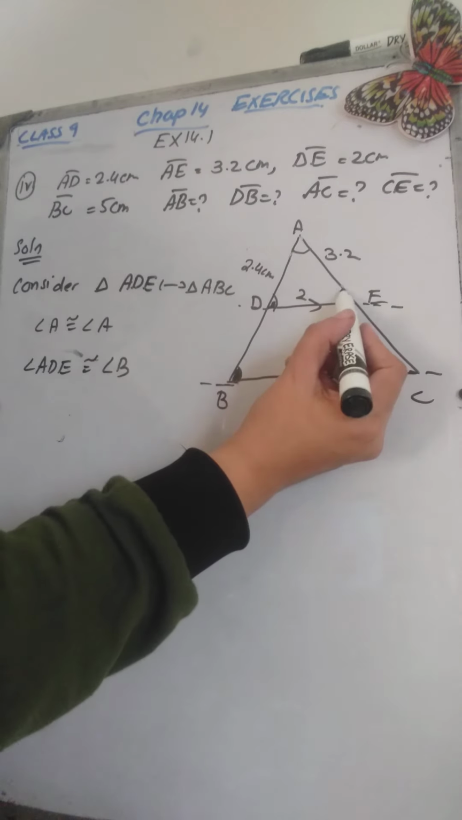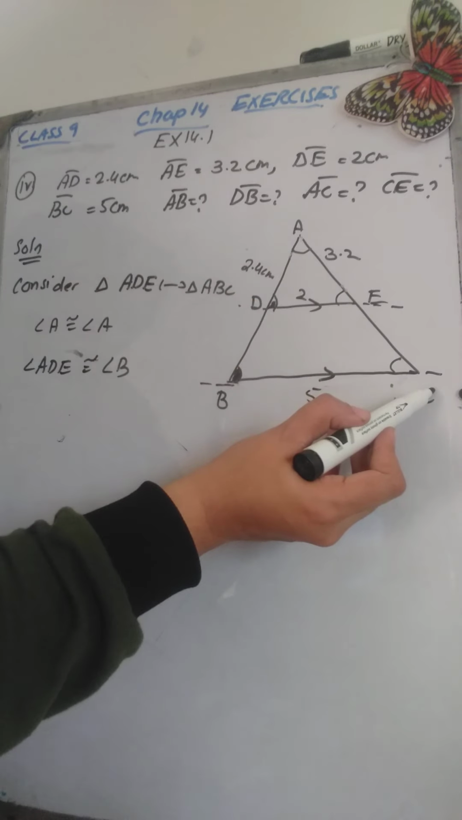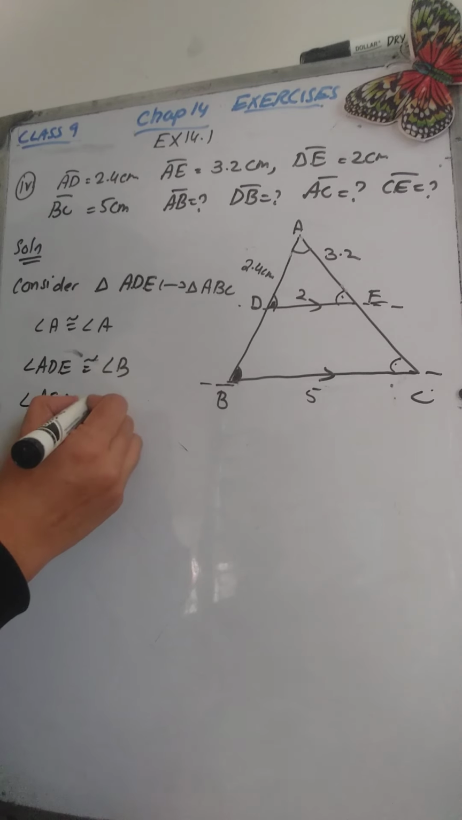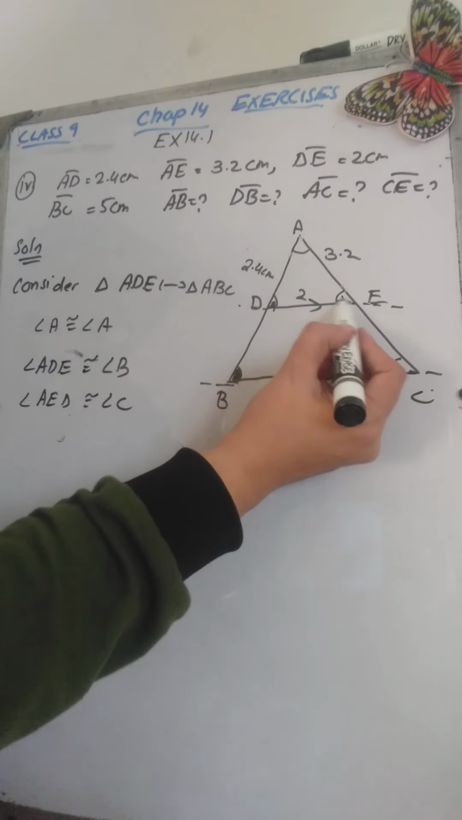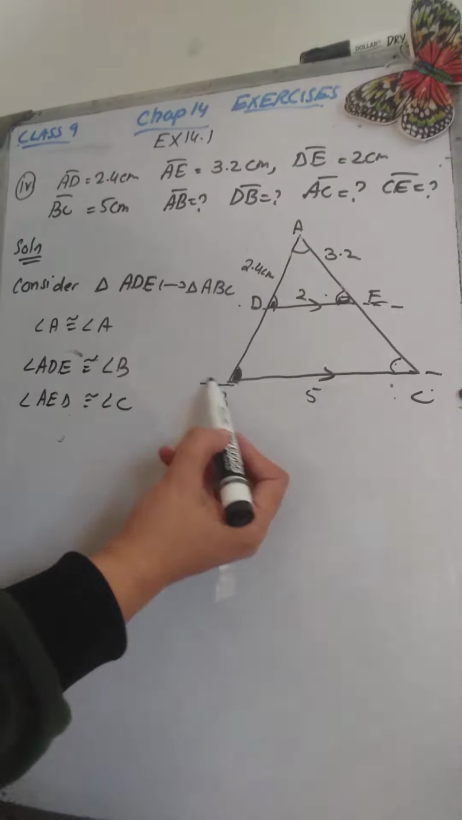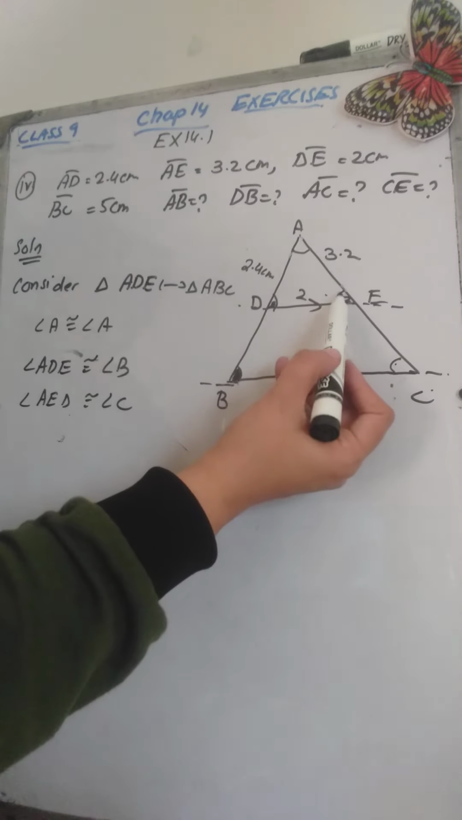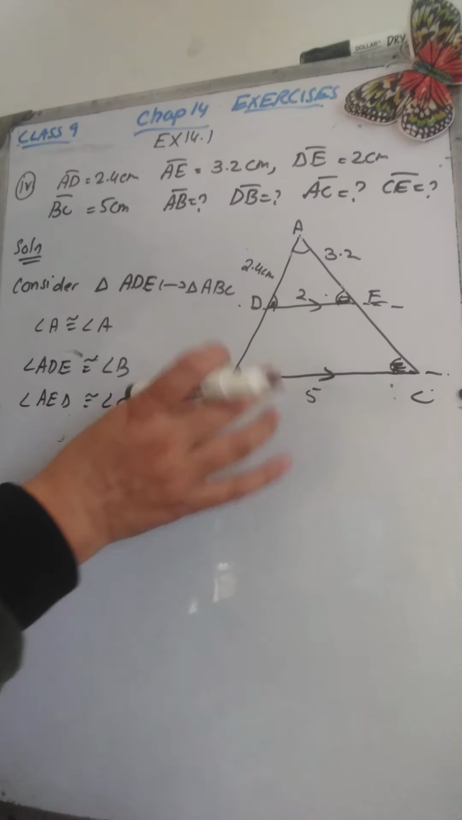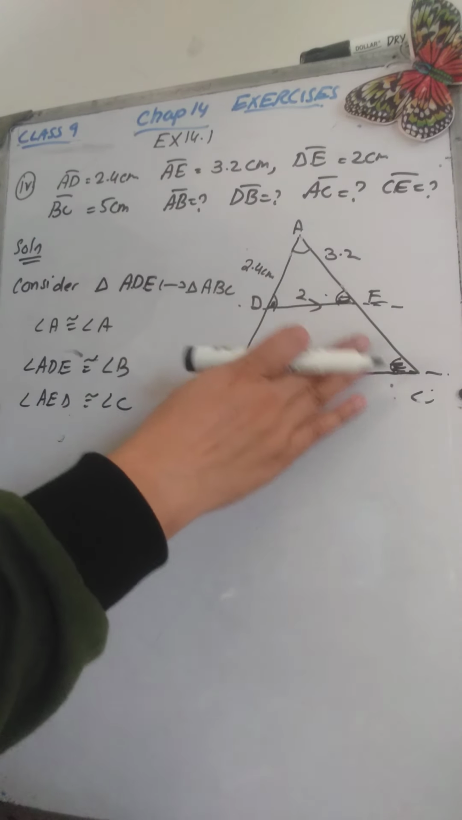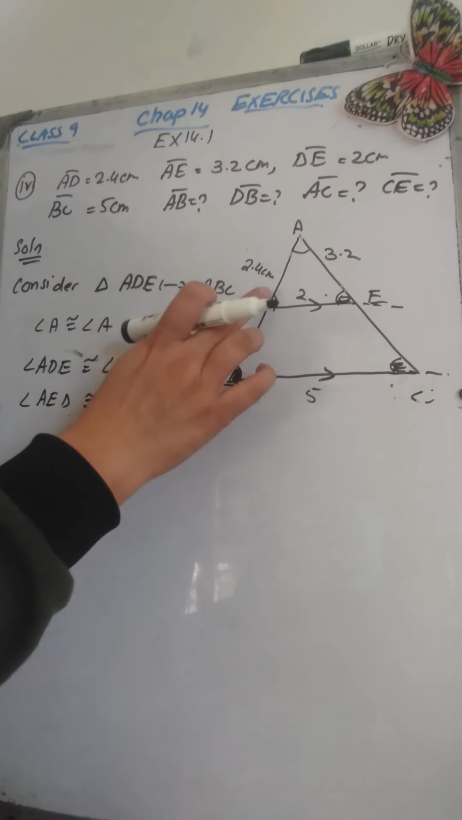Similarly, these are two parallel lines, and this transversal is also cutting them. So these two angles are also going to be equal. Angle AED will be congruent to angle C, because they are corresponding angles when the transversal AC intersects these two parallel lines. Whenever two lines are parallel and a transversal cuts them, the corresponding angles so formed are always congruent. So we can say that these two angles are congruent.